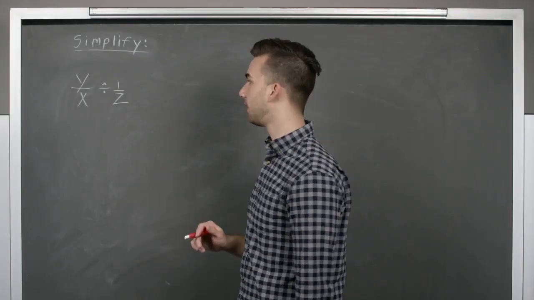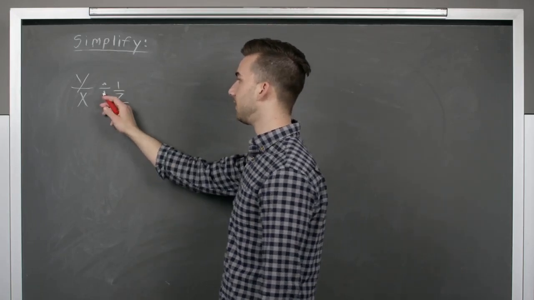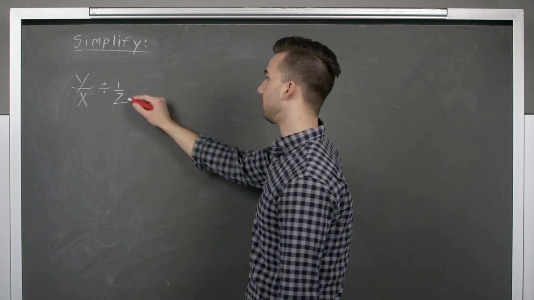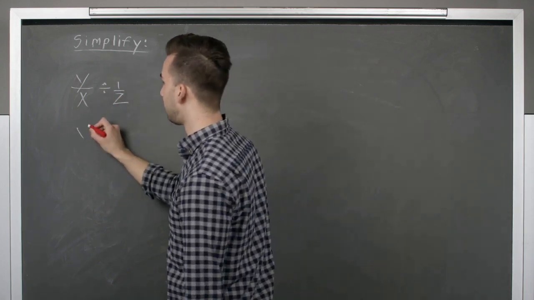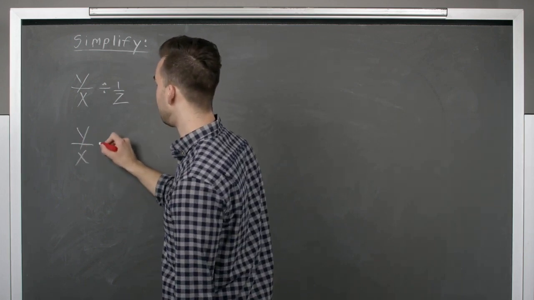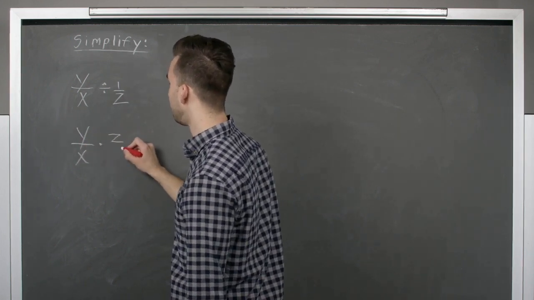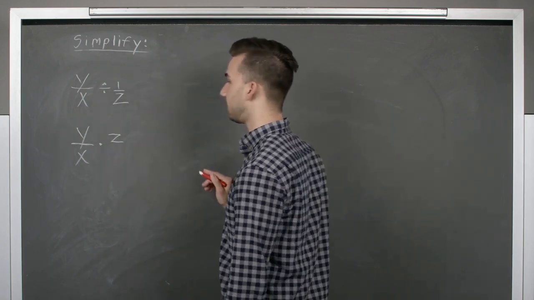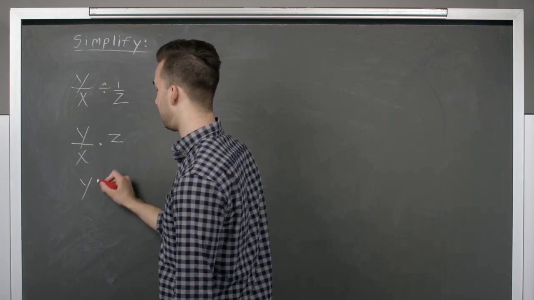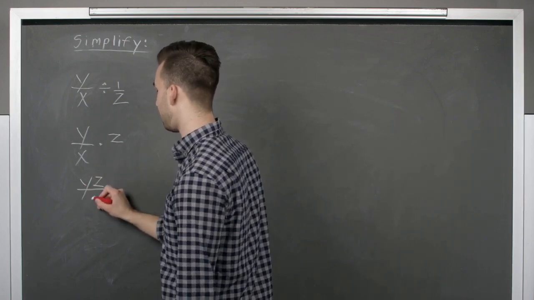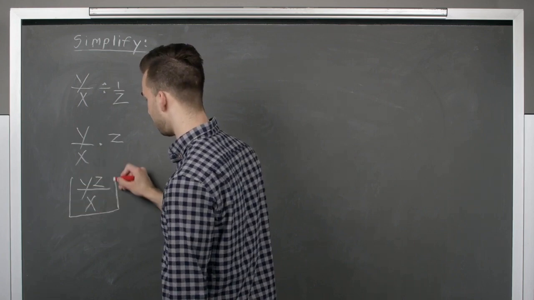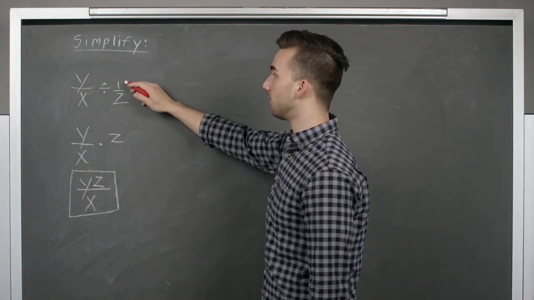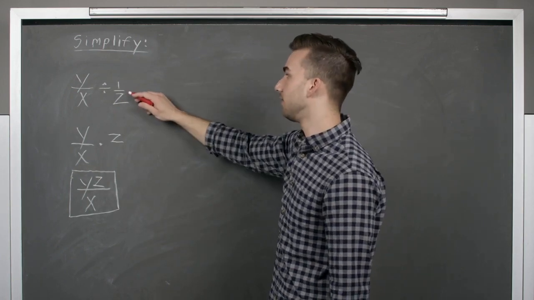In this example, we have another division problem. So what do we do? We just flip what's after the division sign. We just flip the fraction, so we can write this as y over x times z over 1. But the 1 goes away because it's just z. So we can multiply that. That gives us y times z over x, and that's our solution for this example. Once again, anytime you see a division sign, you just flip what's immediately after it, flip it with respect to the fraction bar.